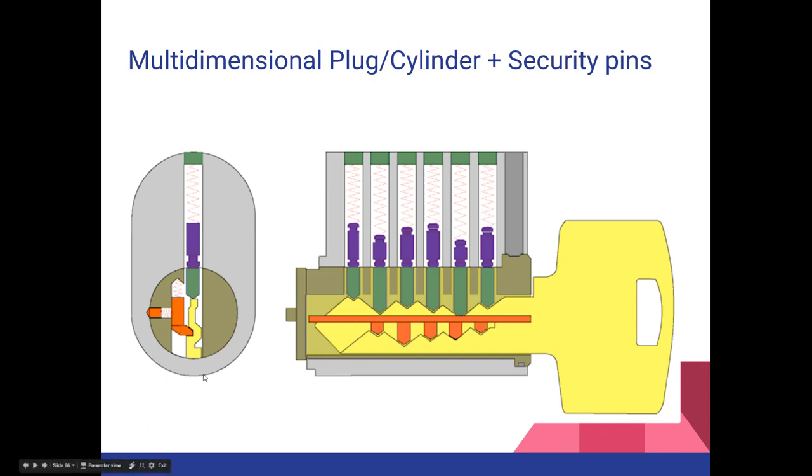So now to multi-dimensional plugs and cylinders. This is an example where there's two rows of teeth on the key. There's a lower and a top one. Many people have seen this. This is sometimes the case for car keys. They may have it on the top and the bottom. You can look at your car keys right now and probably notice something like this. And this is what's going on.